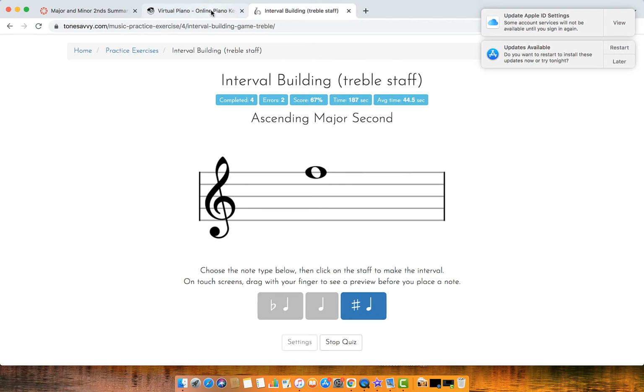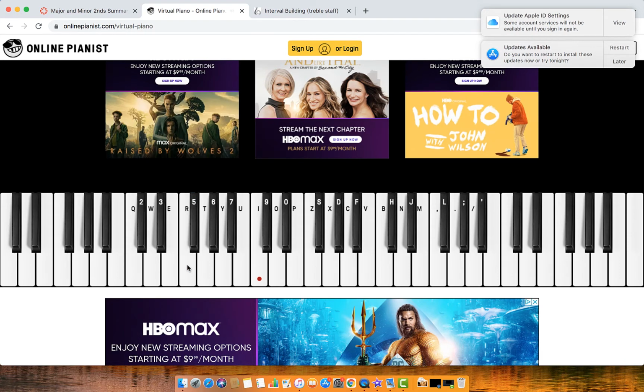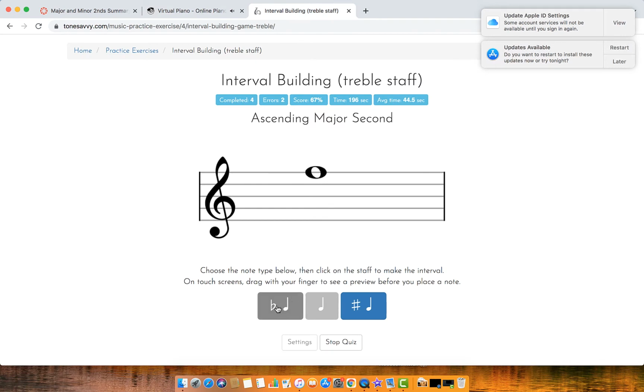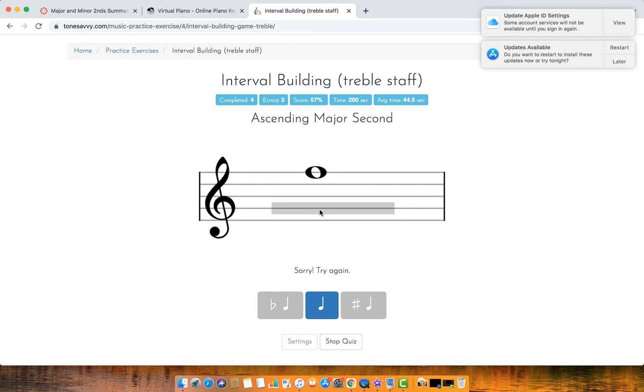Major second above F. Here's F. F, G. Now watch this. It's G. Not G flat, not G sharp, just G. Oh, what happened? I put a G there. Look how big that is. That's huge. Seconds are close. So it's F, G. See how close that is?